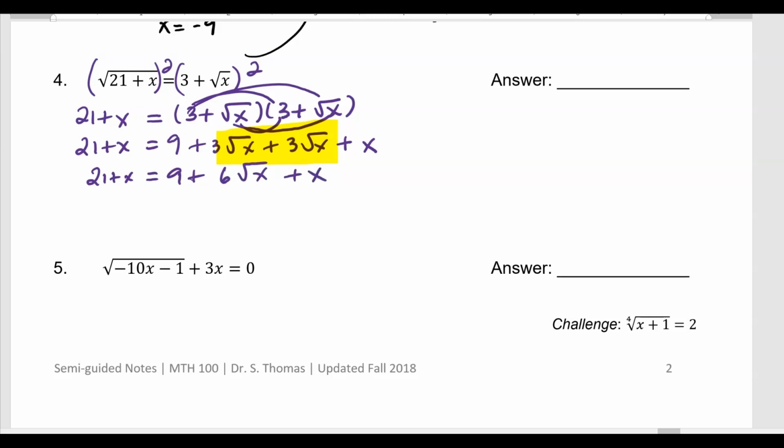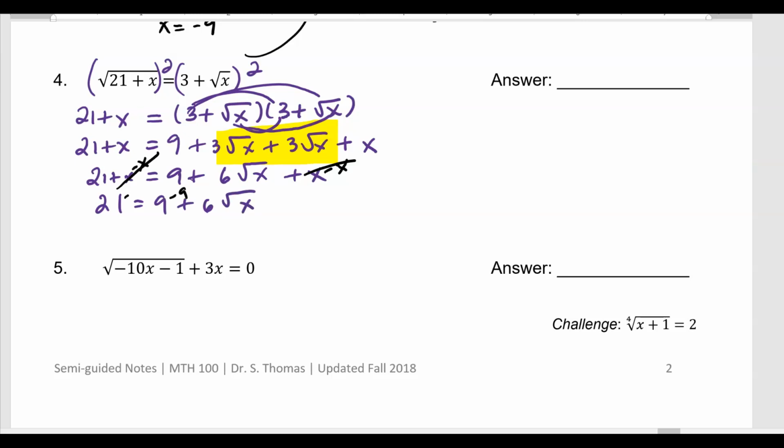Now what we're going to do is try to isolate this radical. We only have one radical now, so we're going to try to get rid of all the other stuff. And since the radical is on the right side, we're going to try to get everything on the left side. So let's get rid of this x first because it's just bothering us. That gets rid of that, and we have 21 equals 9 plus 6 radical x. Now let's get rid of that 9.